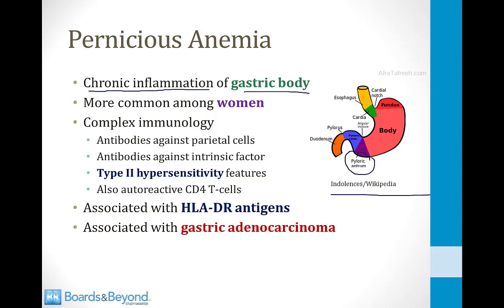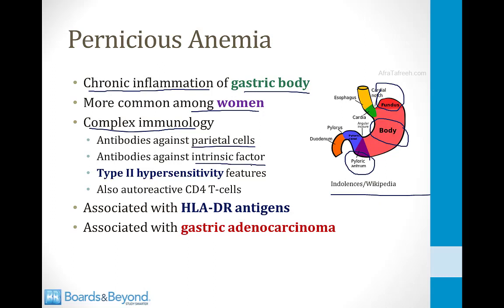This is the pylorus and the antrum, and this is the fundus, and this is the body of the stomach where the inflammation occurs in pernicious anemia. This condition is more common among women, and it has a complex immunology. Antibodies have been described in pernicious anemia against parietal cells and also against intrinsic factor.